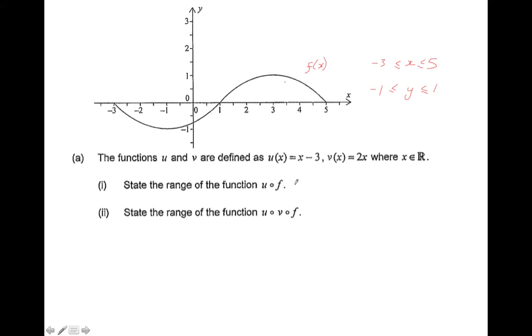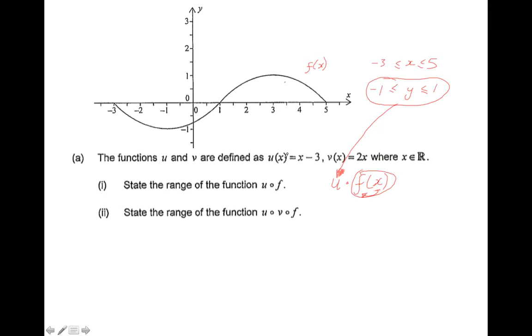Okay, so let's just have a little look at this. Part 1, u of f, and we always think about x. So we take x values, we feed them into the f function, and out come some values. So if you think about what this actually is, f of x are the outputs of the f function. But these form the input to the u function. So basically, we're going to feed in from -1 all the way through to +1 into the u function.